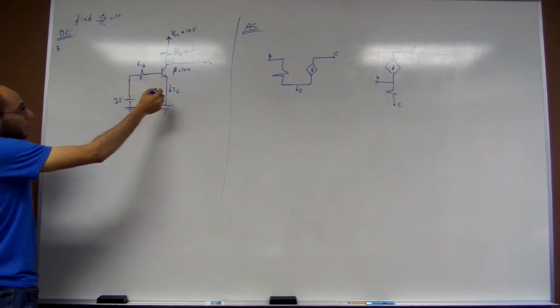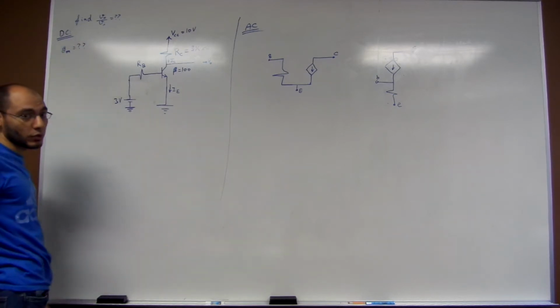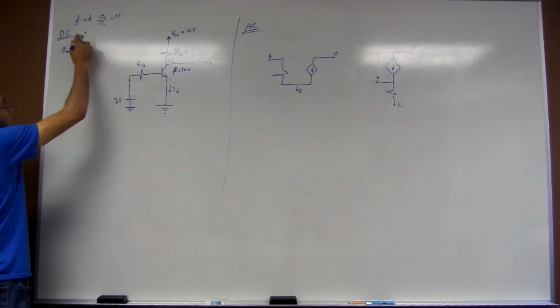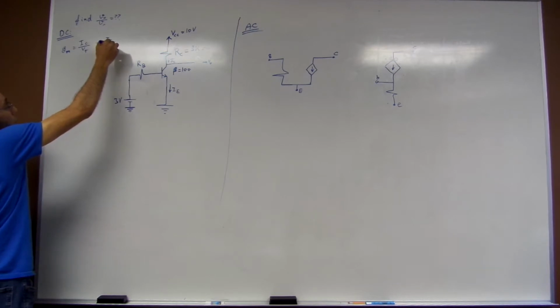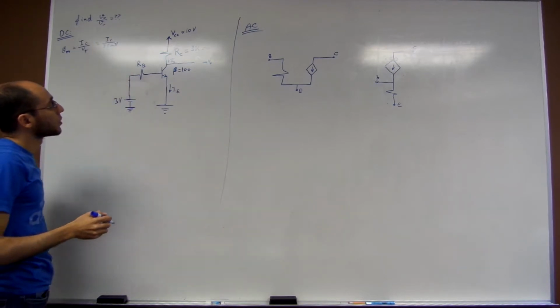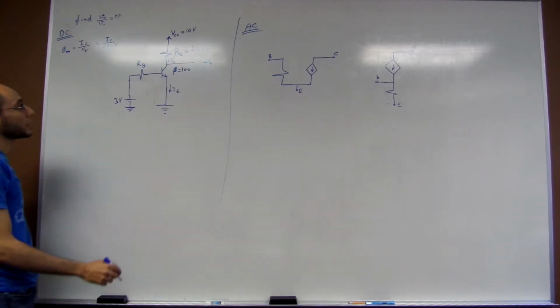Right? What do we want to do? We want to find what is called gm, the transconductance of the transistor. And its value is equal to IC over VT. VT is equal to 25 millivolts. So the question is, what is the value of IC?